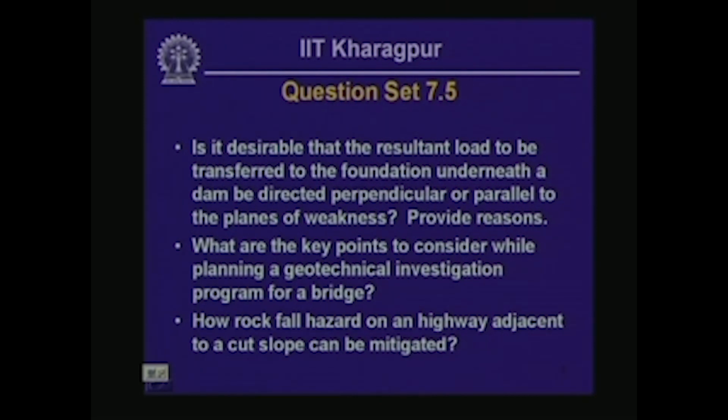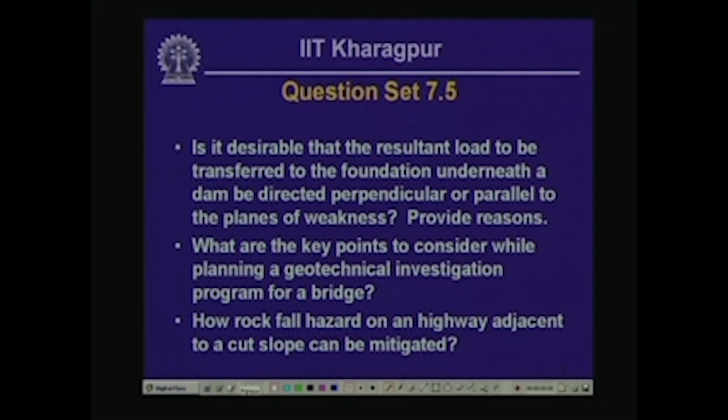These are the questions. The first one was, is it desirable that the resultant load transferred to the foundation underneath a dam be directed perpendicular or parallel to the planes of weakness. Now let's look at the configuration in order to recapitulate the subject matter of the previous lesson. So let's say we have a gravity dam. The cross section of the gravity dam is like this, and we have water retained on the left side of the gravity dam.